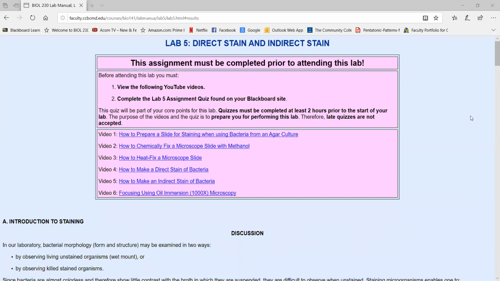In Lab 5, we're going to be looking at how we can observe bacteria via the microscope using both direct staining and indirect staining. And we're also going to use this lab to help us learn how to prepare a slide for staining. So again, this is another lab that has a fair number of videos to watch on YouTube. And this first one here is quite important: how to prepare a slide for staining when using bacteria from an agar culture. We're going to be doing staining in many labs during the semester, and in each case we need to learn how to properly prepare the slide.